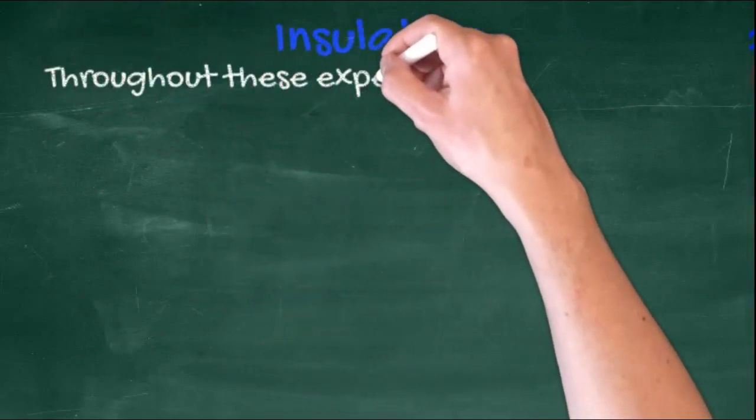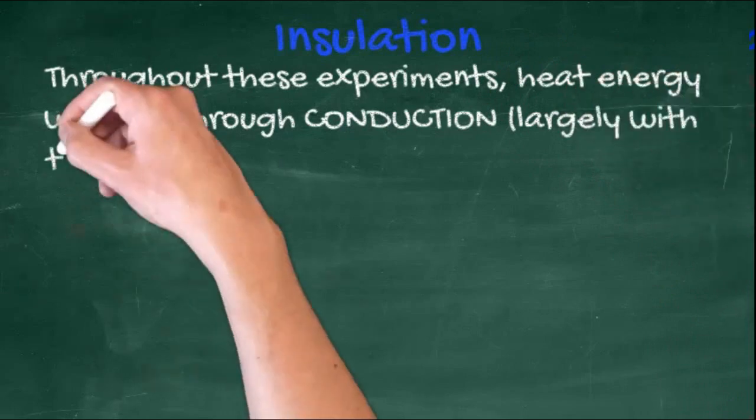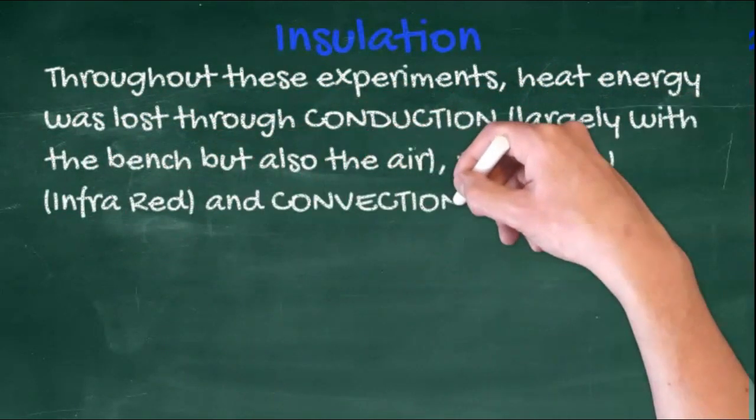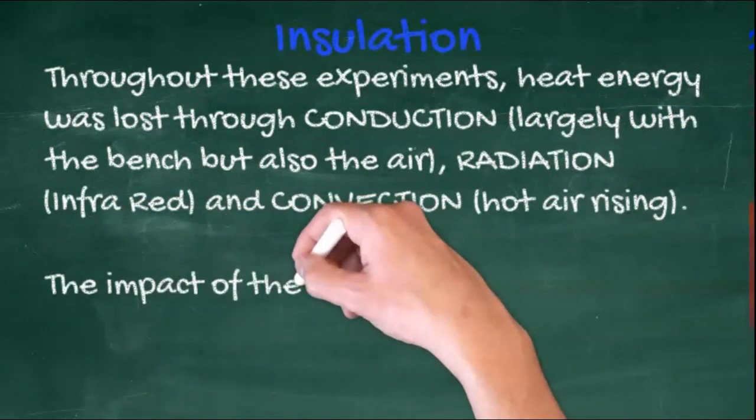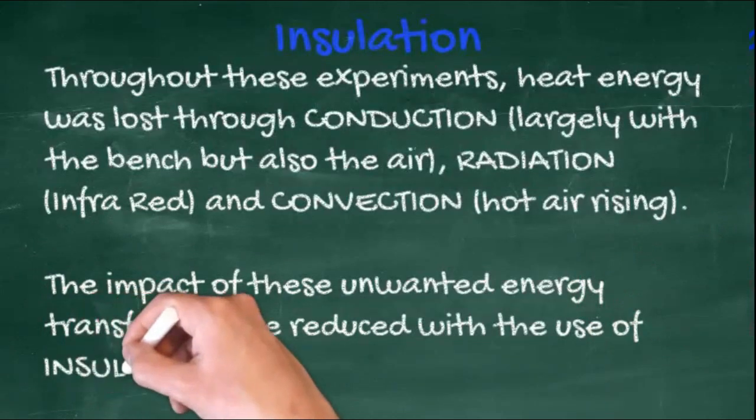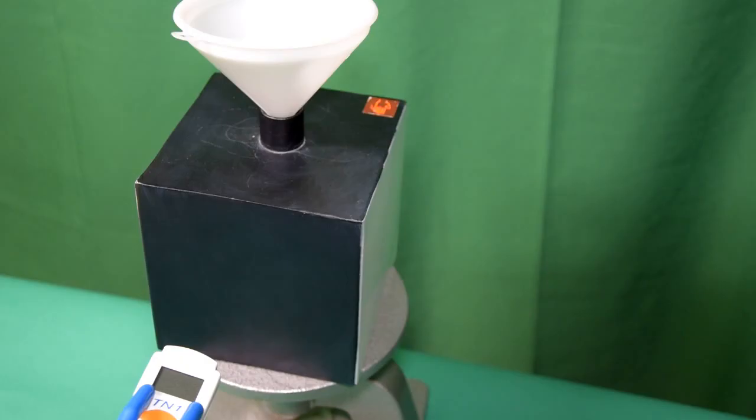Throughout these experiments, heat energy has been lost through conduction, largely with the bench but also with the air, radiation through infrared radiation, and convection, that would be hot air rising. The impact of these unwanted energy transfers can be reduced with the use of insulation.